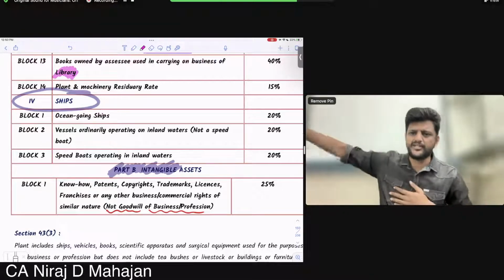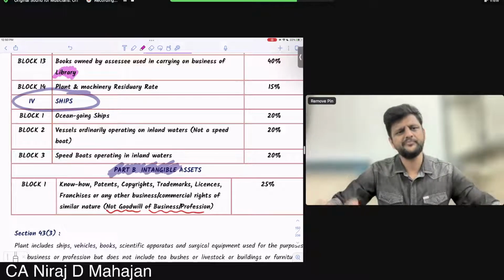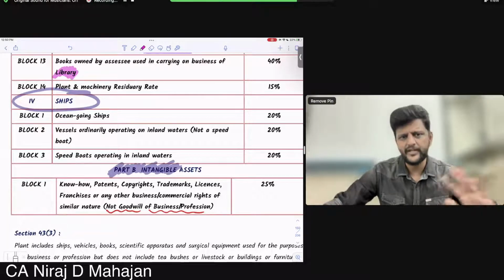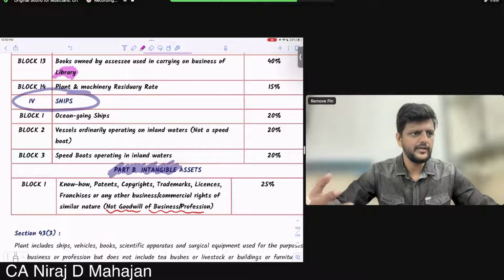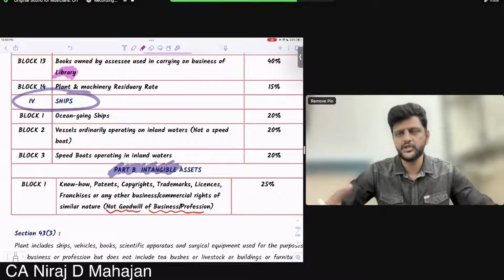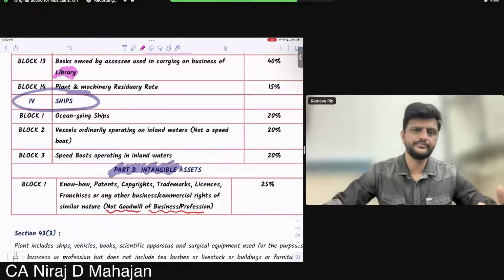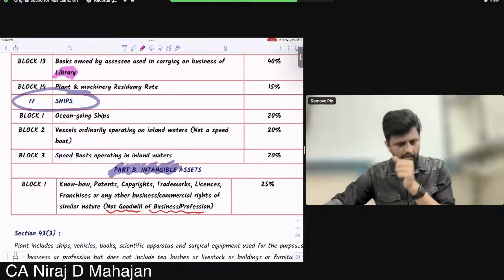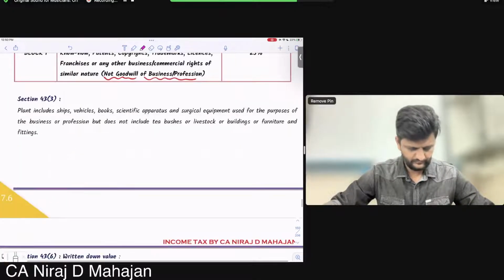Doesn't matter, because whether it is an ocean-going ship or not going into the ocean, or a speedboat, etc., all of them are 20%. Big ships, 20%. Vessels, meaning yachts, small ships in inland waters, not a speedboat, 20%. Cochin to Andaman, Chennai to Lakshadweep, Chennai to Andaman, and your inland boats, 20%, okay? And speedboats, 20%. So basically all of them are 20%. Clear till here, all of you? Done, all of you? All right.